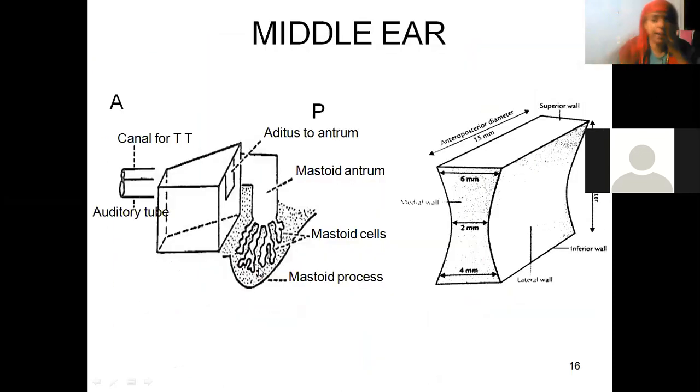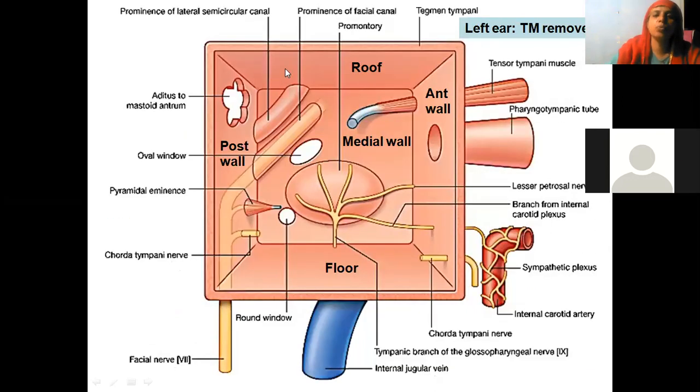So that is an idea that will help you to understand this middle ear. So roof, I told you, temporal bone, and the particular part you call the tegmen tympani. Floor is also temporal bone, separated by the internal jugular vein. Then the anterior wall. In the anterior wall you will see there is a tube which is connecting nasopharynx to the middle ear. What is the name of this tube? Pharyngotympanic tube, also called the eustachian tube.